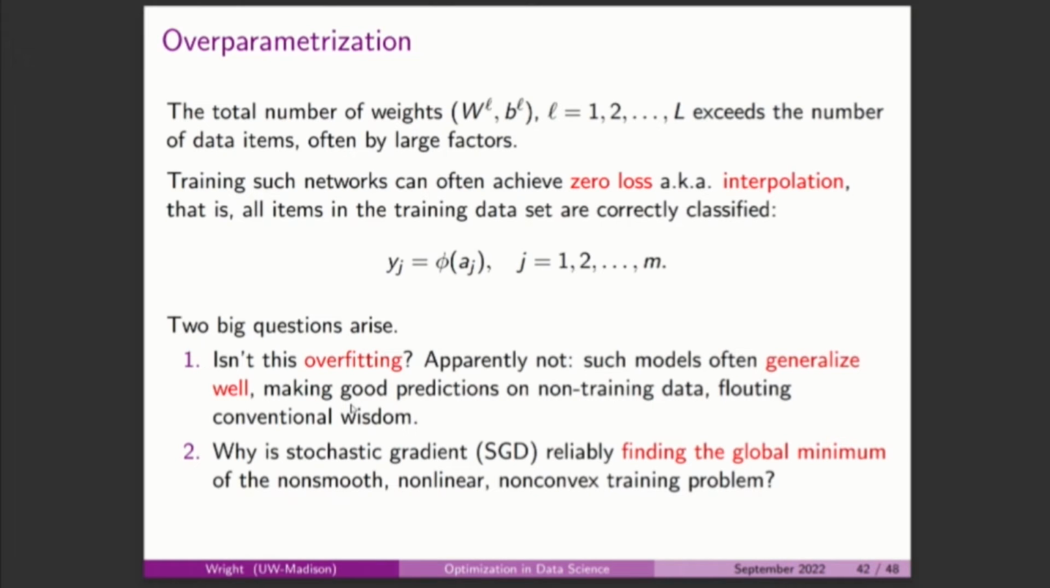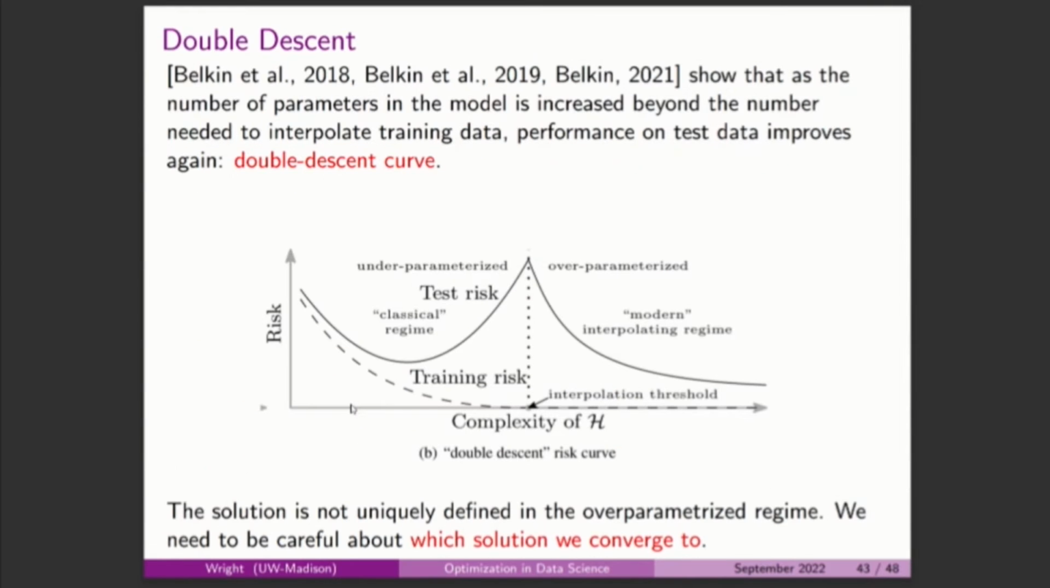So, there were two big questions. One is, why aren't we overfitting in this scenario? And the other one is, why is stochastic gradient finding the global minimum? It's finding a zero loss solution, even though this problem is nonlinear, non-convex, non-smooth. And both of these topics, as I said, have been the subject of an enormous amount of study in the last few years. One observation that was made a few years ago by Misha Belkin and his colleagues that's really caught on, that goes some way to explaining why neural nets may not be overfitting, is the so-called double descent curve.